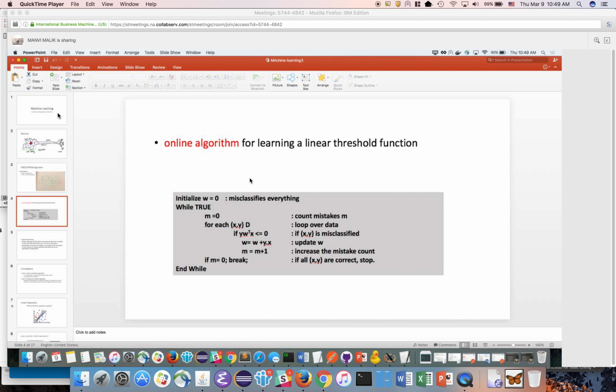We say it's an online algorithm for calculating that linear threshold function. Why do we say it is an online algorithm? A machine learning algorithm is called online when you are processing each point one by one.